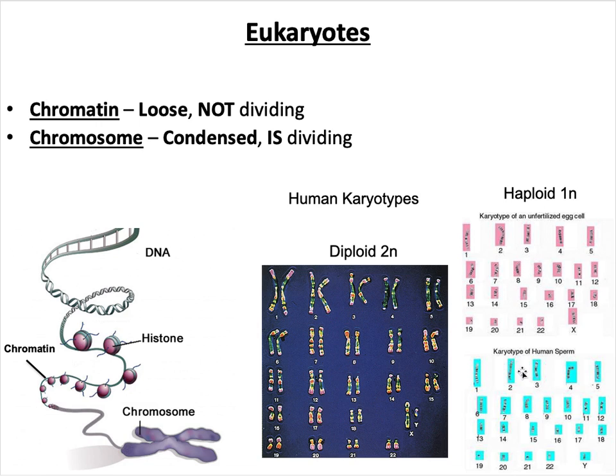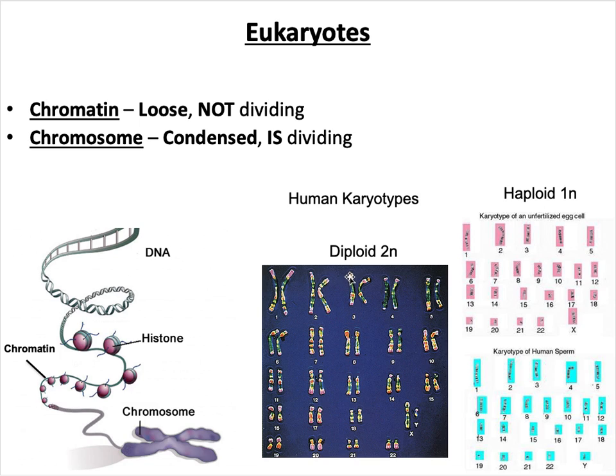And then these pictures here are just some pictures of something called karyotypes. Karyotypes are just a visual display of the chromosomes in a cell. So here you have a diploid, which is 2N, and in us, we have 46 total chromosomes in our body cells. So we have a pair at chromosome 1, a pair at chromosome 2, a pair at chromosome 3.